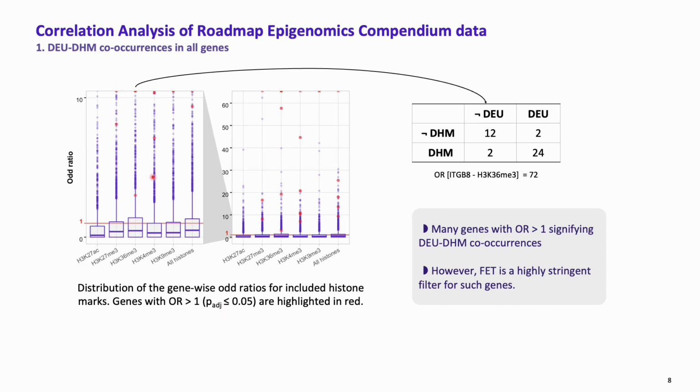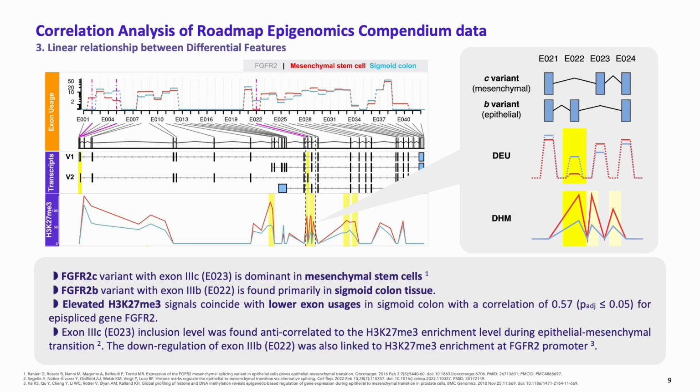Coming to the results, we first identify genes with DEU and DHM overlap by an odds ratio of more than 1 and a Fisher exact test p-value of less than 0.05. While there is an abundance of genes with an odds ratio of more than 1, the Fisher exact test p-value is a very stringent filter and results in only a handful of significant genes, shown in red. So we look at the linear relationship between the features with a less stringent test, that is Pearson correlation. And we gather the episplice genes, which are genes with a high Pearson correlation coefficient, and FGFR2 is in fact one instance of those genes.